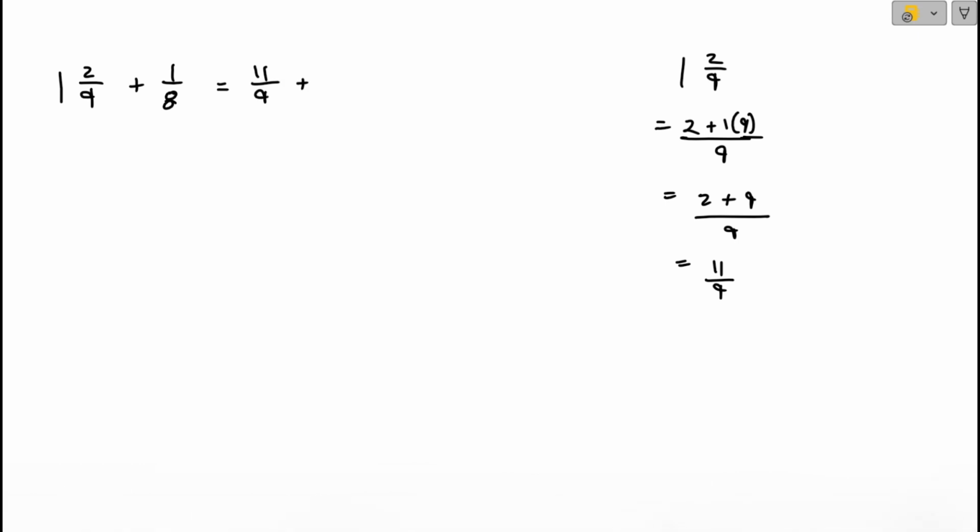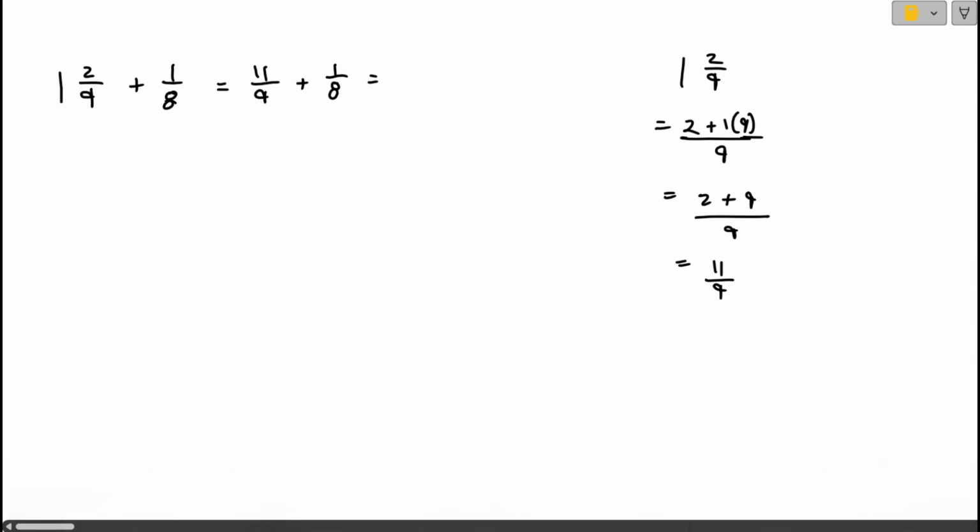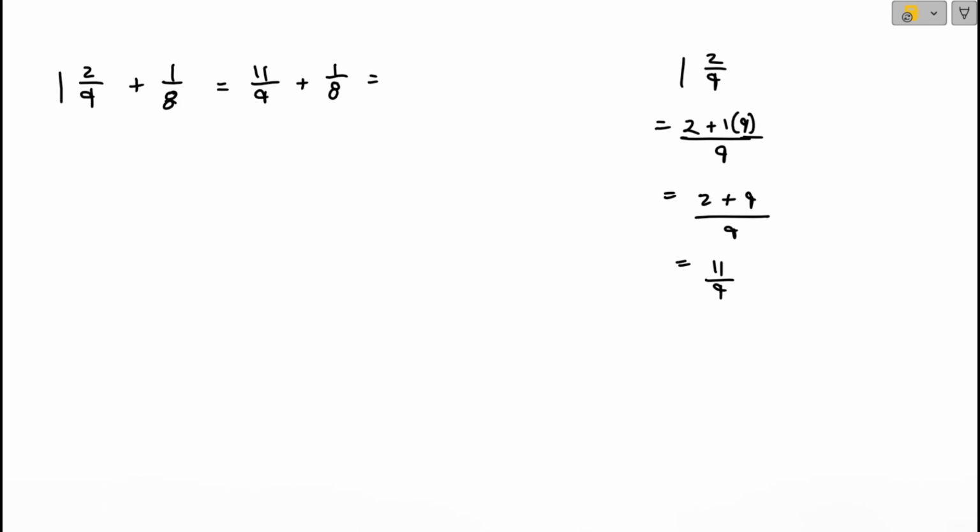So 11 over 9 plus 1 over 8. Okay, we can see that the denominators are not the same. So what does that mean, ladies and gents? That means we need to now find the lowest common multiple. Okay, so this is just a quick hack, right? Instead of having to write down each and every multiple and trying to see what value is the same, you can just go ahead and multiply this side by the denominator of this side over here, which is 8. So you can do that like that.